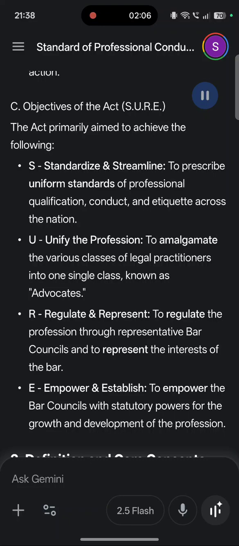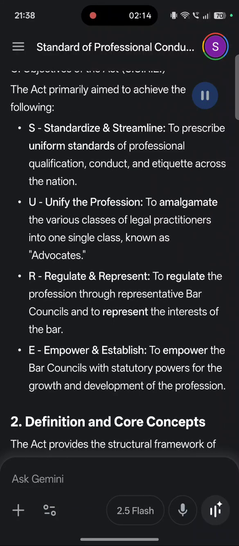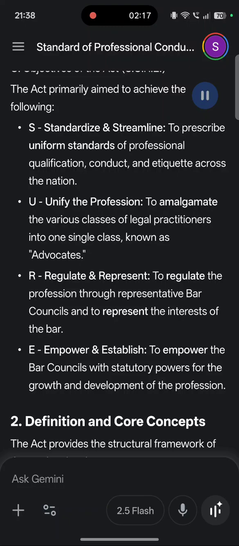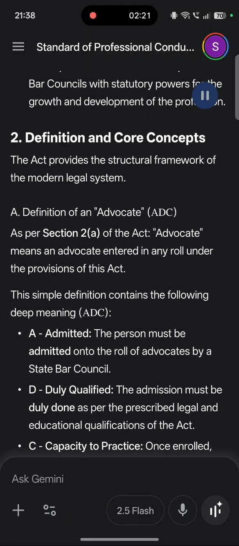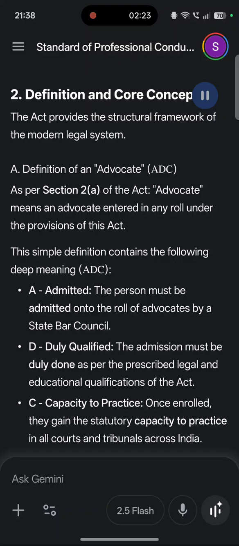R. Regulate and represent, to regulate the profession through representative bar councils and to represent the interests of the bar. E. Empower and establish, to empower the bar councils with statutory powers for the growth and development of the profession. 2. Definition and core concepts. The Act provides the structural framework of the modern legal system.